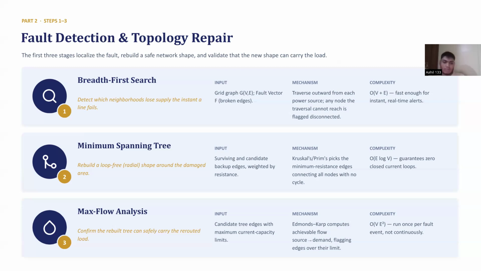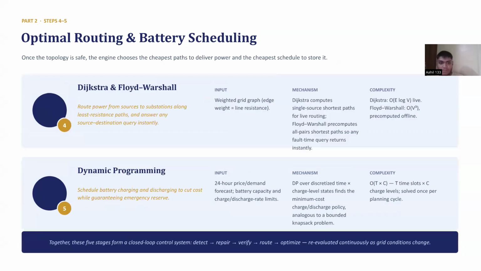The third is the max flow analysis. This confirms that the rebuilt tree can safely carry the rerouted load. The input is the candidate tree edges with maximum current capacity limits. The Edmonds-Karp algorithm will compute the achievable flow from source to demand, flagging edges over the limit. The complexity is O(VE squared), which means it runs once per fault event and not continuously.